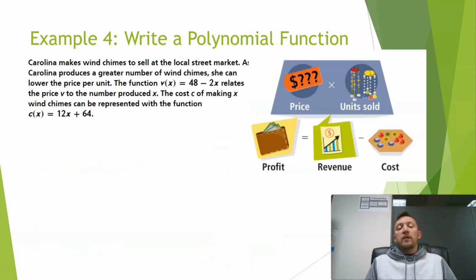All right, let's look at a story problem. That's what we're going to be focusing on today. Here it says, Carolina makes wind chimes to sell at the local street market. As Carolina produces a greater number of wind chimes, she can lower the price per unit. The function v of x equals 488 minus 2x relates the price v to the number produced, x. The cost of making x wind chimes can be represented by that equation. All right, there's a lot of information there.